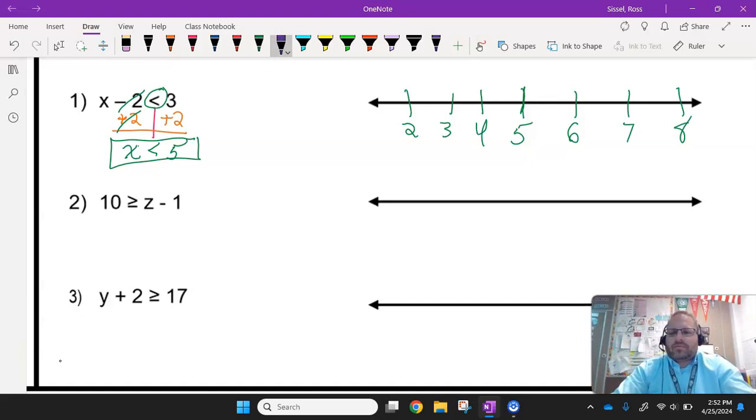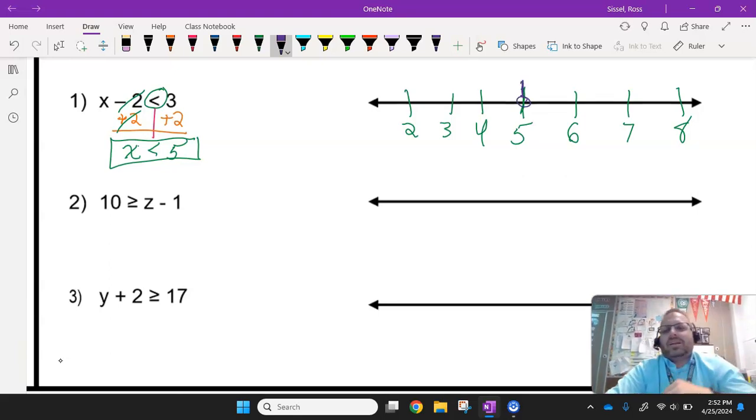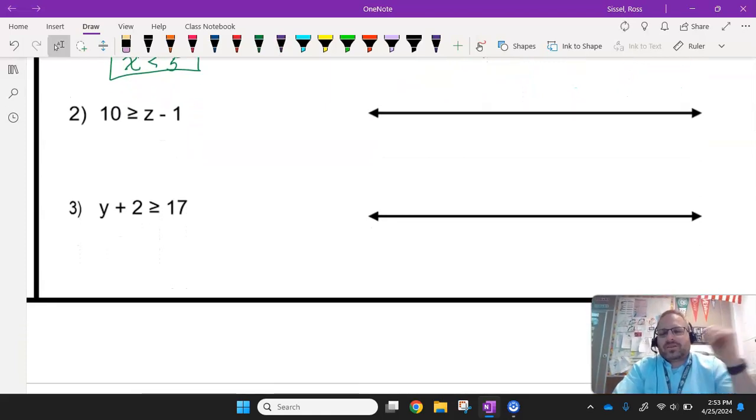And then we graph. Okay, x is less than, so it's going to be an open dot. I need a number less than 5, so I'm going to graph to the left. Alright, hopefully you're following that. I'll try it again on this one.